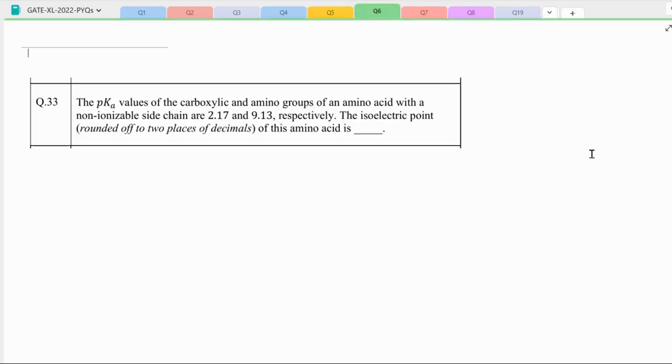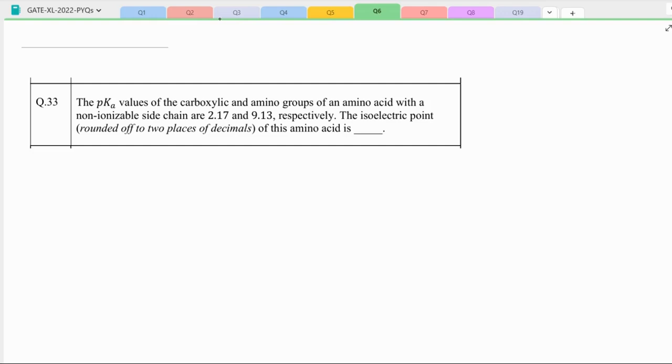I think it's the fifth question. Yeah, this one. The pKa values of the carboxylic and amino groups of an amino acid with a non-ionizable side chain are 2.17 and 9.13 respectively. So the isoelectric point of the given amino acid is.